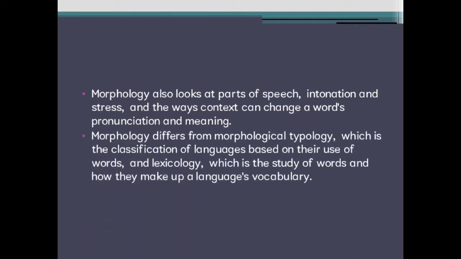Morphology differs from morphological typology, which is the classification of languages based on their use of words, and lexicology, which is the study of words and how they make up a language's vocabulary.